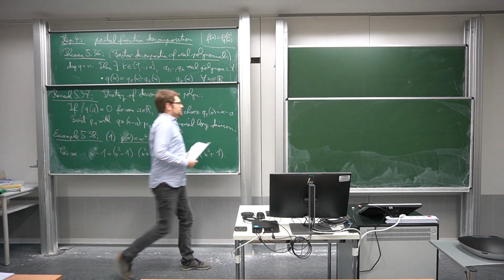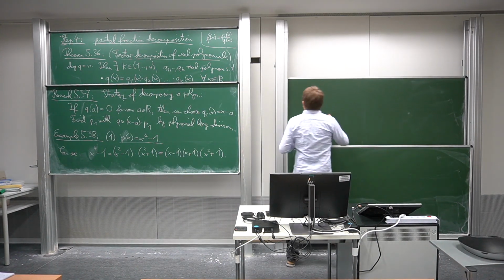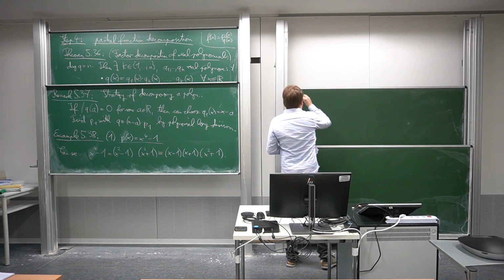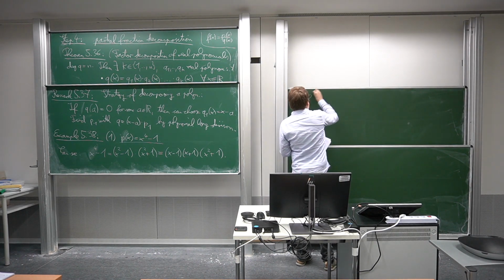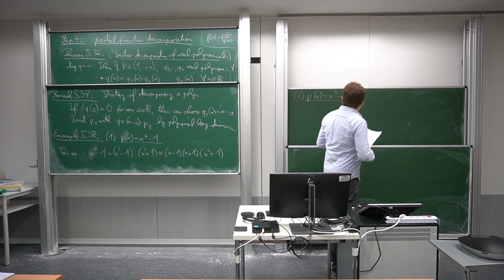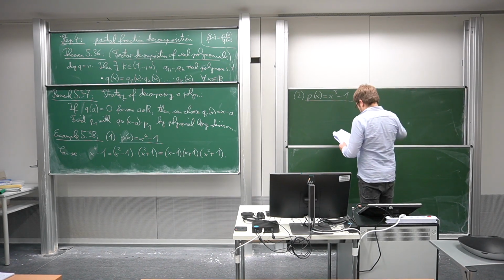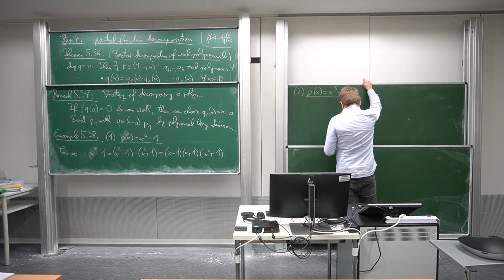Okay, second function, also not too hard, but also with a nice trick. So here we take p of x equal to x to the 3 minus 1. Again, we can see that if we insert x equal to 1, we have a 0 here, so x minus 1 should be somewhere included there.